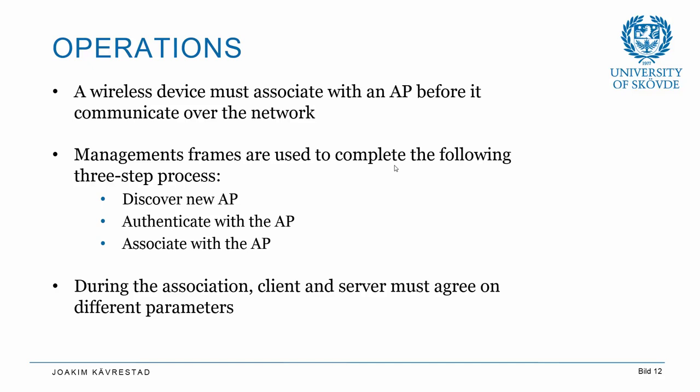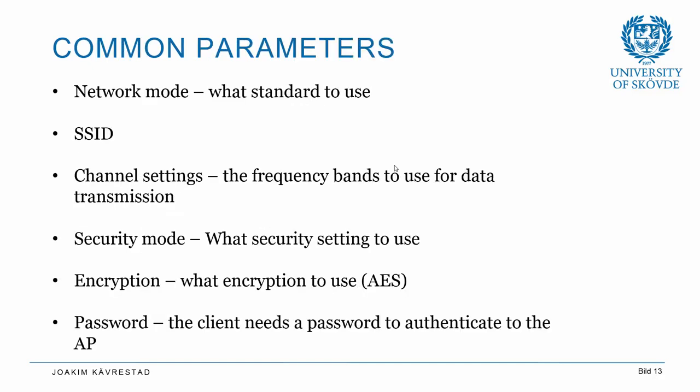And during the association, the client and access point must agree on certain parameters. The parameters are, for instance, the network mode, which is what standard to use, the SSID, the name of the network, the channel settings or the frequency bands to use for data communication, what security settings to use, what encryption to use, which should, by the way, be AES, and what password to use, because the client needs a password to authenticate to the access point.